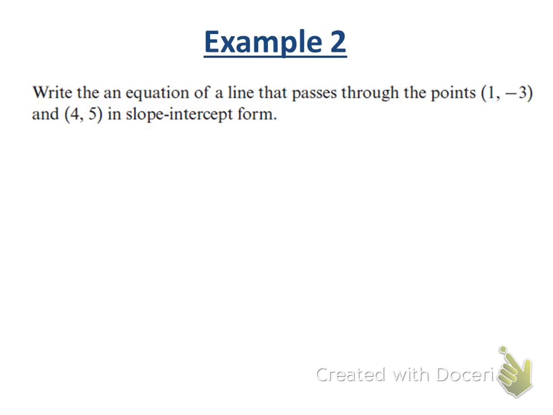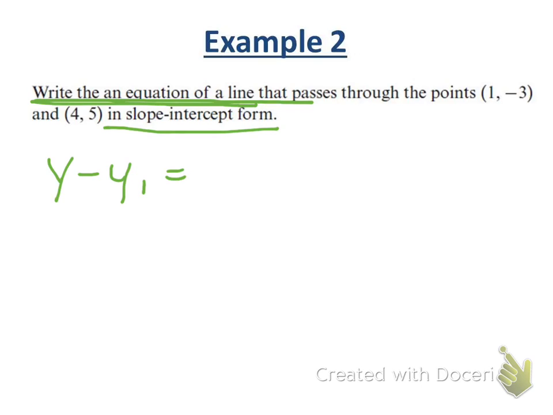Write an equation of a line that passes through the points (1, -3) and (4, 5), and they want our final answer to be in slope-intercept form. So that just means we want our final answer to be y equals mx plus b. But anytime we see these instructions, write an equation of a line, what are we going to use? We're going to use the point slope form, and we're looking for a point and a slope.